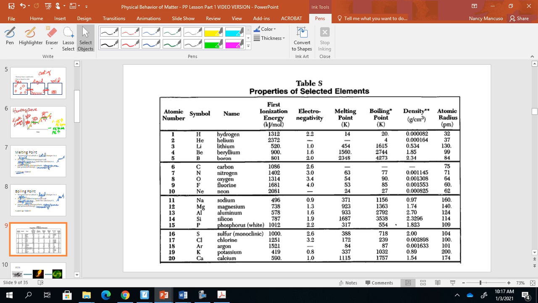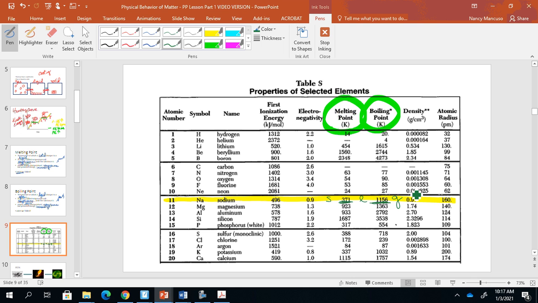So here is my table S. So on table S, here's my melting point, here's my boiling point. So for any one substance, let's look across, let's do sodium. All right, so for sodium, sodium melts at 371 and it boils at 1156. So any temperature lower than 371, it's going to be a solid. And if the temperature is between 371 and 1156, it's going to be a liquid. And if the temperature is higher than 1156, it already boiled, so it's a gas.